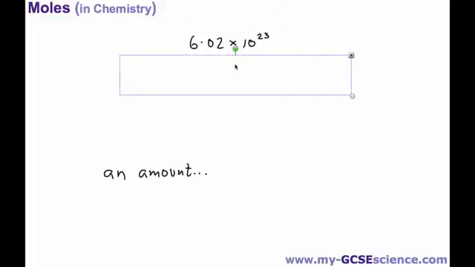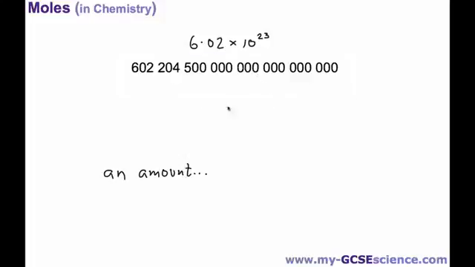Now, on the very first and very basic level, a mole of something is actually just an amount. Okay, it's just an amount of something. If I tell you what that amount is, it's this number here, 6.02 times 10 to the 23. If I was to write out the whole number, it would look something like that. That is 602 something, whatever that number is. It's quite a large amount, and a mole of anything is that number of that thing.